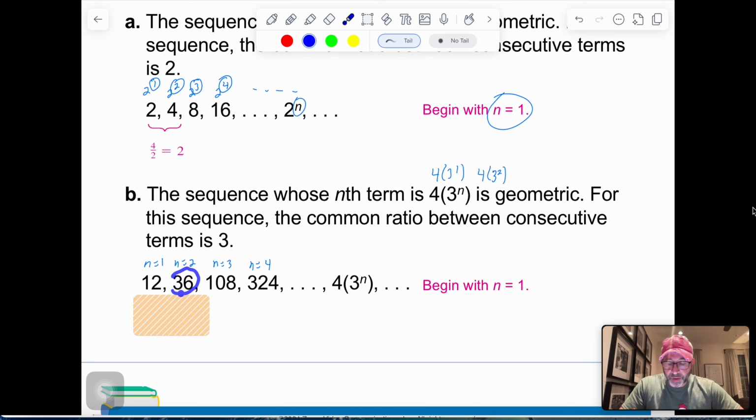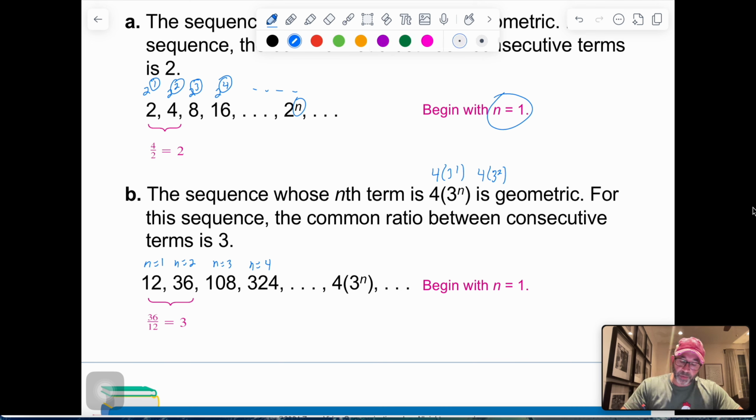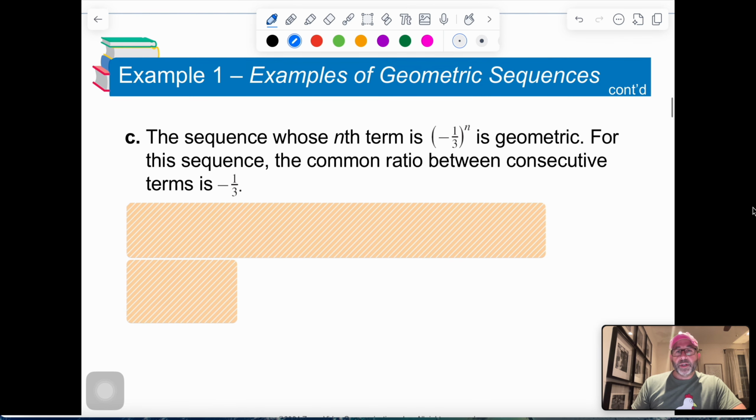We're going to take our 36 and divide it by 12. And what we end up seeing is that we get a common ratio of 3, which is what's stated in this problem, okay? And if I continue this trend, 108 divided by 36 is going to equal 3. 324 divided by 108 is going to equal 3. So the common ratio in this problem is 3. Okay. All right, let's go on to the next one here.